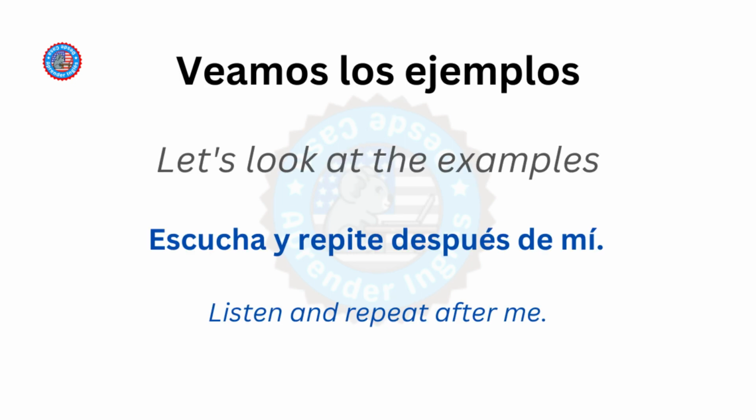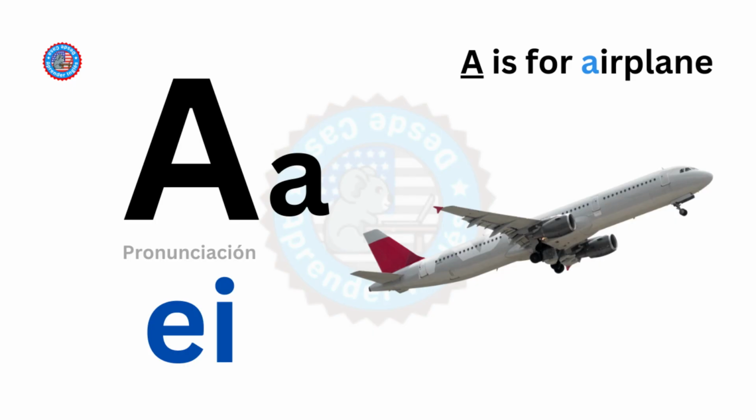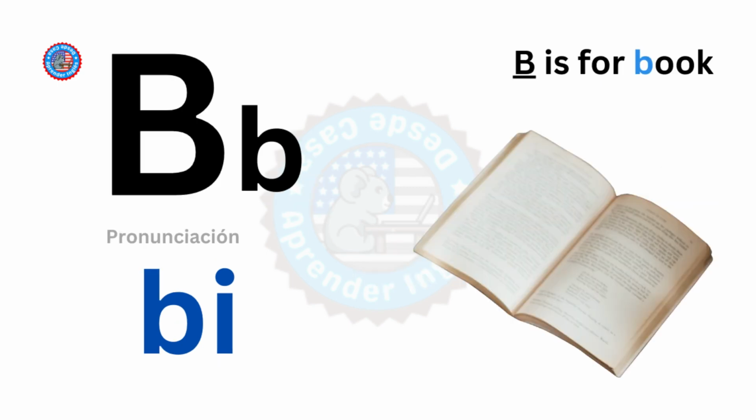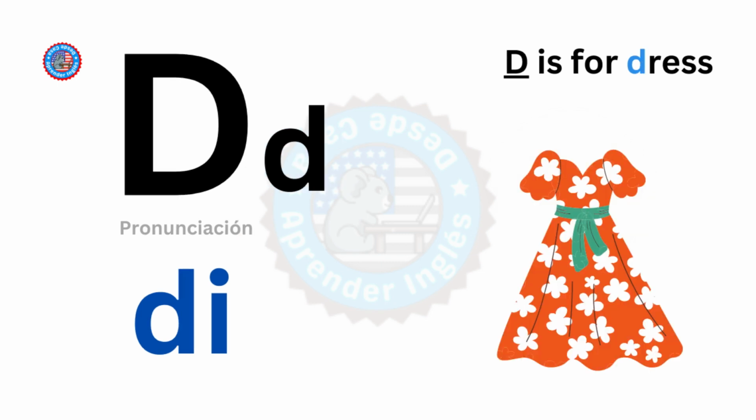Veamos los ejemplos. Let's look at the examples. Escucha y repite después de mí. Listen and repeat after me. A is for airplane. B is for book. C is for candle. D is for dress.